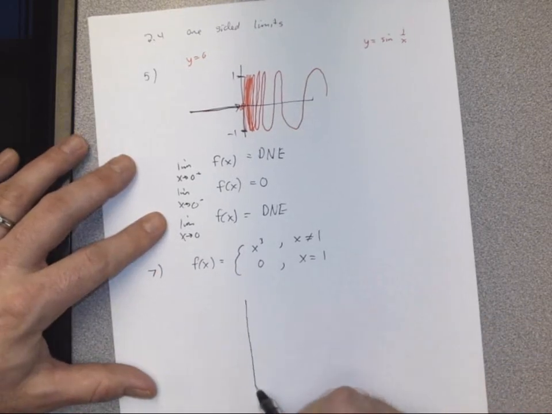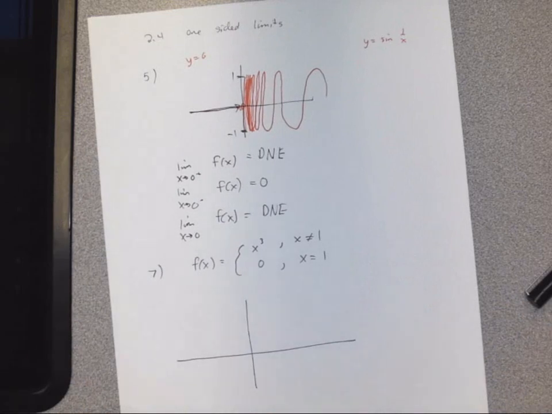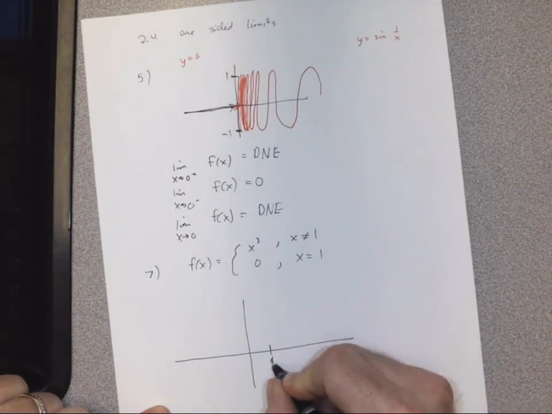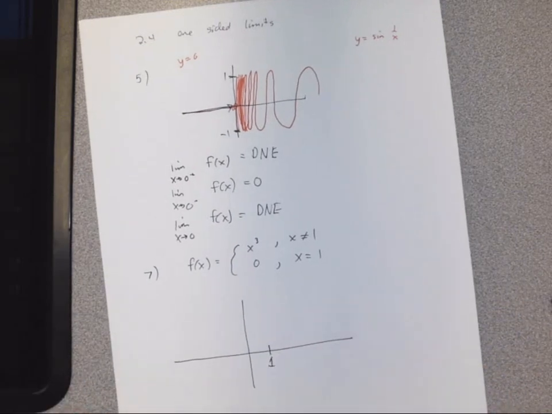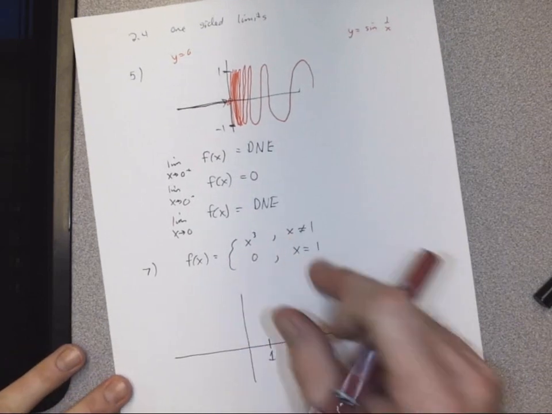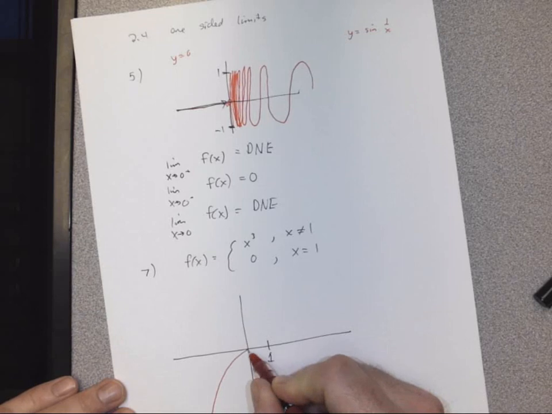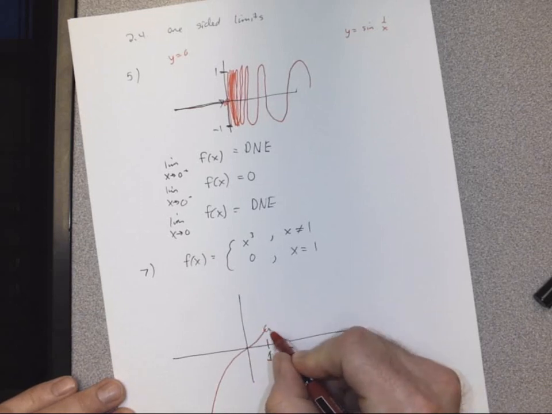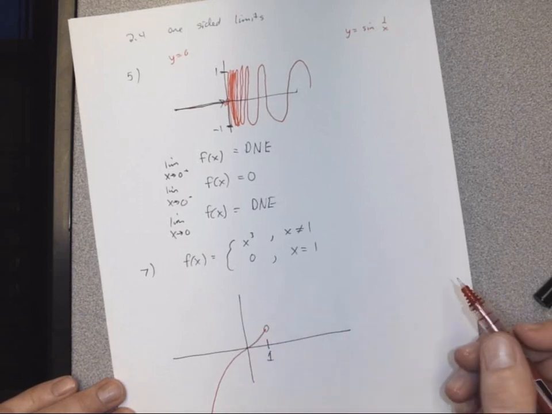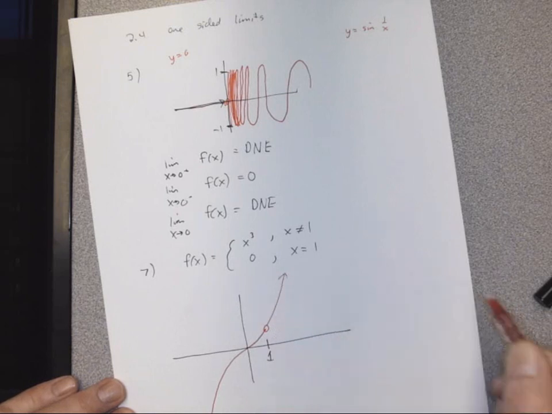So if I was going to do a picture of that graph, what I know is x equals 1 is the only value that's different, right? So x cubed everywhere but 1. So x cubed looks like this, except at 1, it's not x cubed. Do you guys agree? So we have that function there.